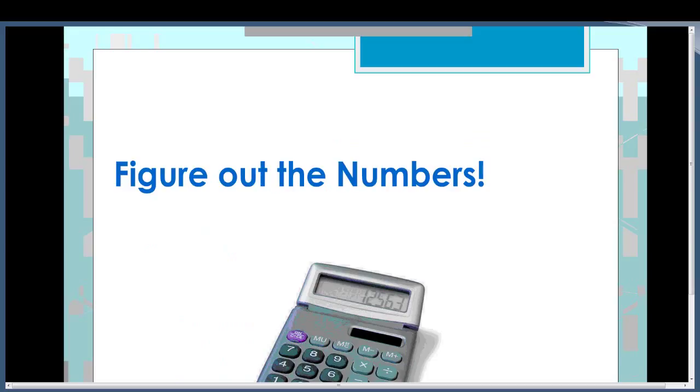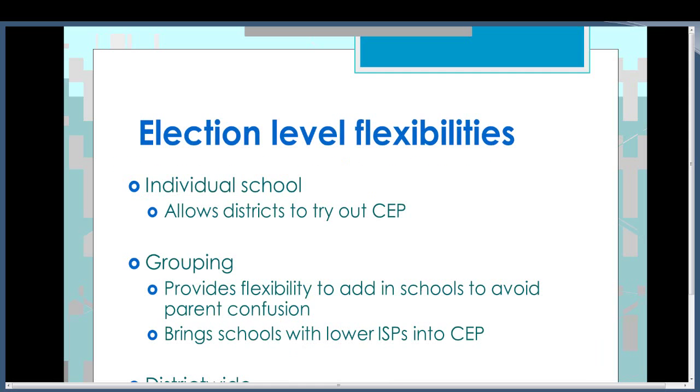So if you're eligible and interested in exploring CEP more, one of the most important things you can do is figure out the numbers. And by that, we mean determine how you'd like to participate and also make sure it's financially viable. The ability to elect CEP at different levels, like Kevin mentioned, offers a lot of flexibility. If you're thinking about trying out CEP, perhaps electing for a single school makes most sense.